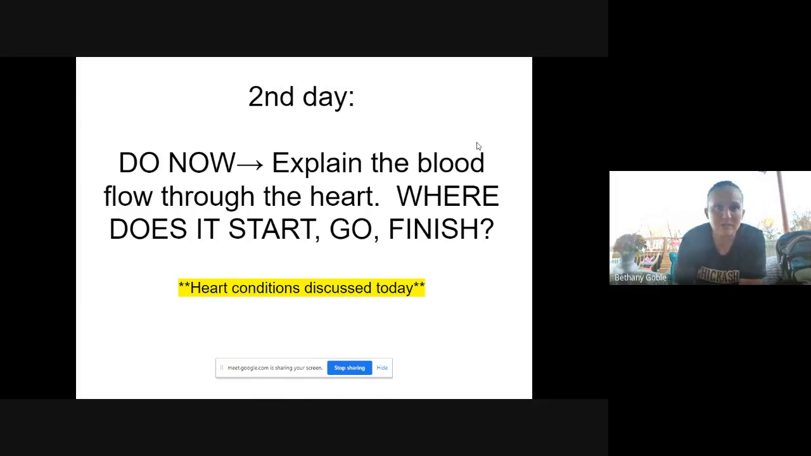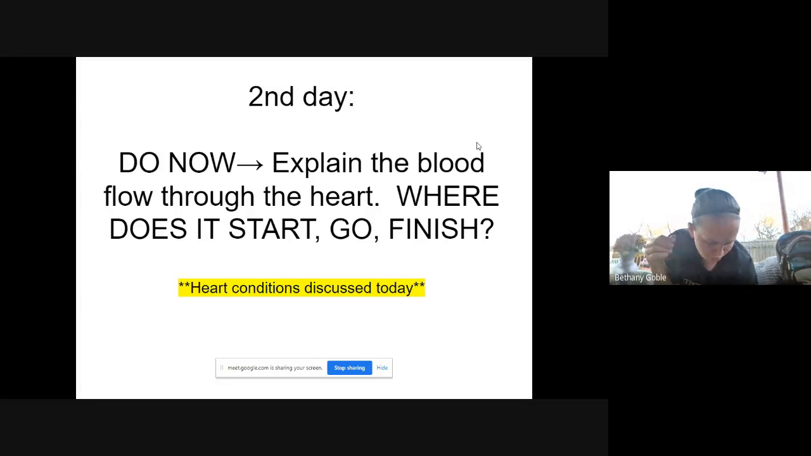So for your do now today, I want you to explain the blood flow through the heart. Think about, where does it start? Where does it go? Where does it finish? We're going to pretend it starts in your lungs. You breathe in the oxygen. How do you get that oxygen from your lungs to your heart? How do you get it to your body? And which side does it go to? I'm going to give you some time, and then I'll quickly go through that. And then today we're going to be talking about heart conditions.